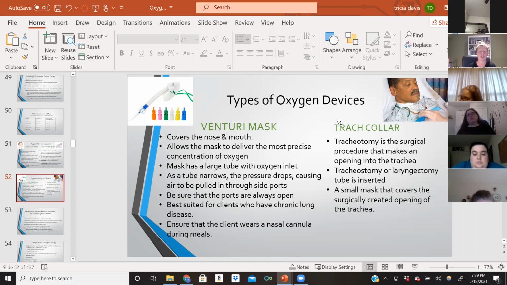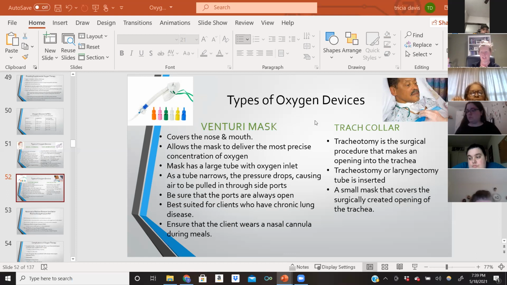So what mask do we use for CPR? The mask that we use for CPR is a bag that we hold over top. It's the Ambu bag. That's what we would use to do manual ventilations if we were doing CPR. We wouldn't use any type of oxygen mask like this. We would be doing it ourselves. One person would be doing compressions. The other person is going to be in charge of doing ventilations. That's a good question.